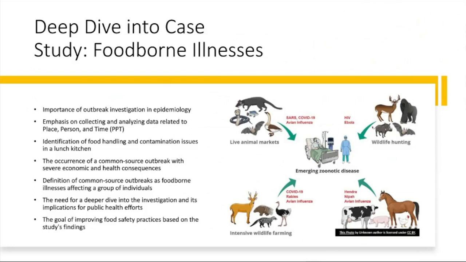Common source outbreaks are foodborne illnesses where a group of individuals end up falling sick after consumption of a shared contaminated food or beverage. As seen in our case study, we will be deep diving into this investigation and how the study can inform public health efforts to mitigate similar outbreaks in the future while improving food safety practices.